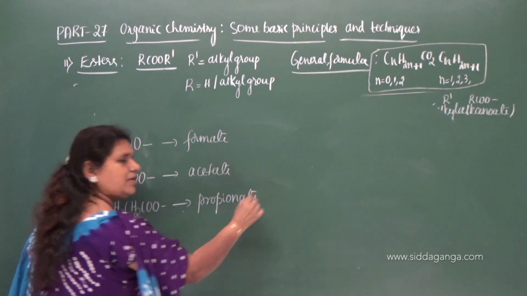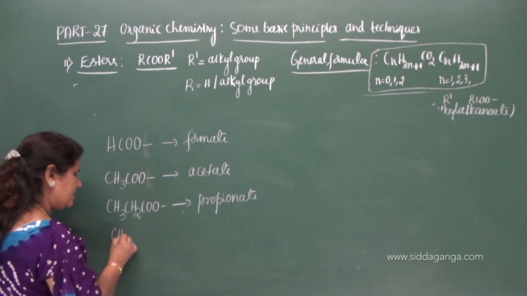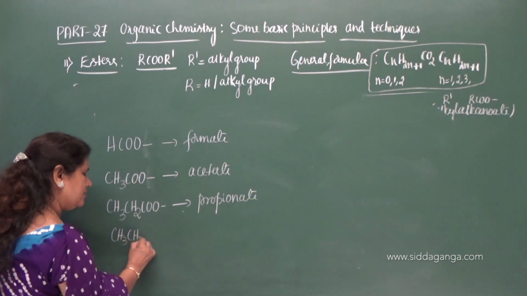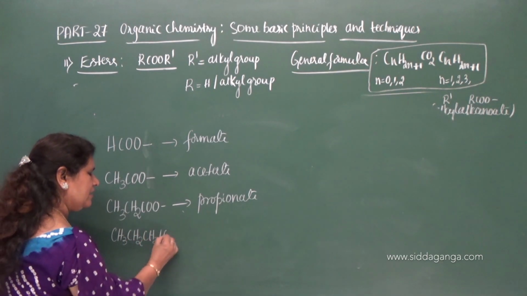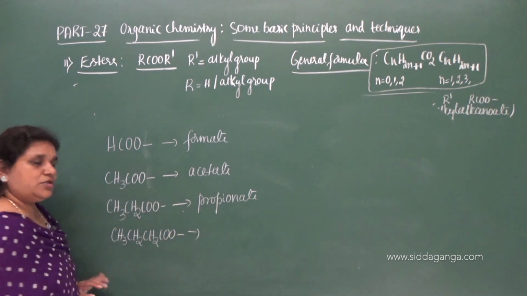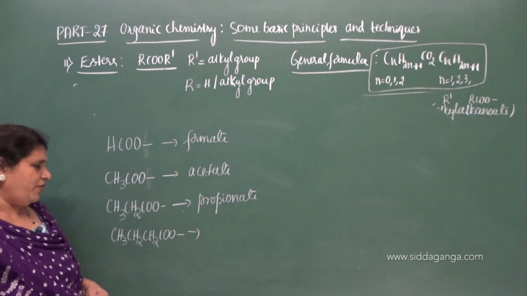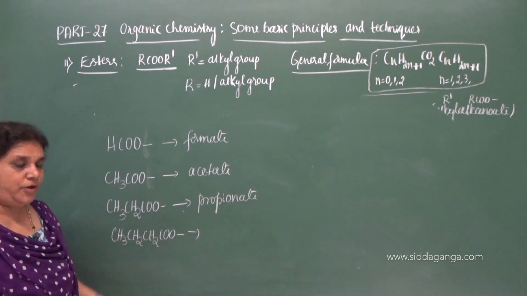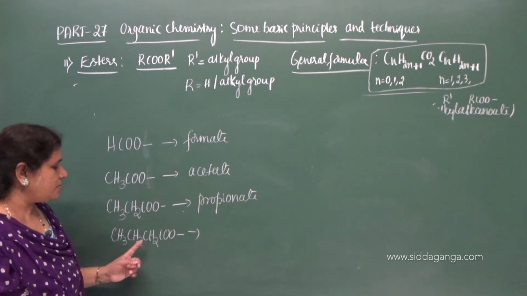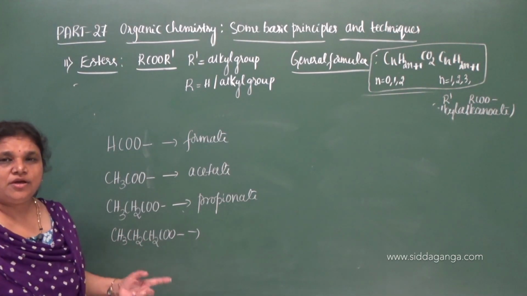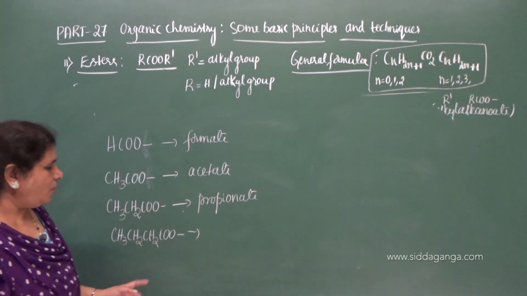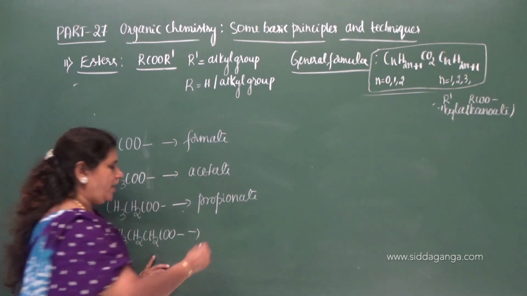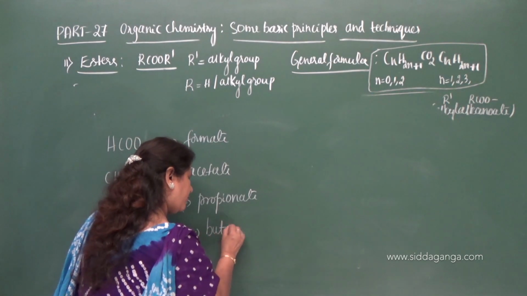Propionate. Clear? CH3CH2COO. So it is a derivative of propanoic acid. CH3CH2COOH is propionic acid. CH3CH2CH2COOH is butanoic acid. Remove hydrogen, then you will get butyrate.